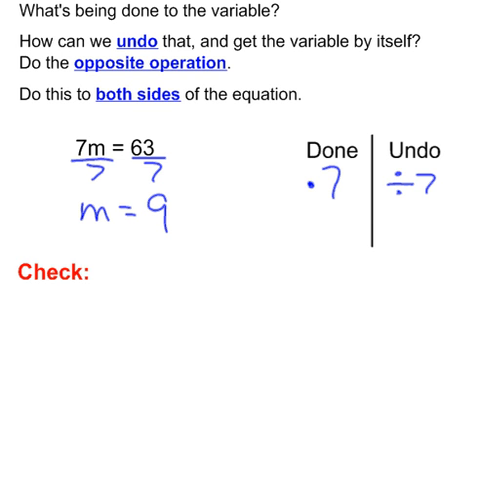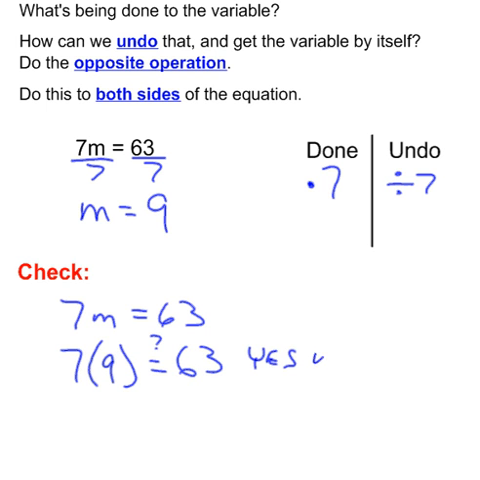Then I'm going to check it by writing my original equation, putting 9 in there, and asking if that's true. That is true, and so we know that our solution is correct. m equals 9 is the solution.